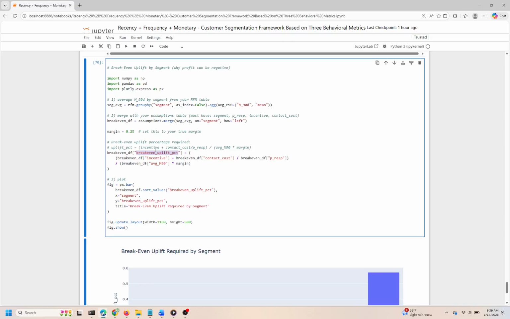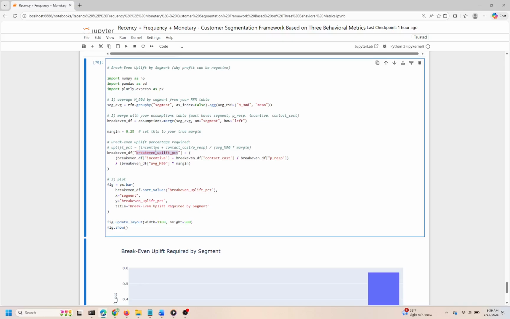The process begins by aggregating the average monetary value over the last 90 days for each segment, which gives us insights into spending behavior. Next, we take this data and merge it with our assumptions, which include important variables such as the response rate, the incentive offered, and the contact costs associated with each segment. This integration is crucial as it allows us to see how different factors interact with each other.